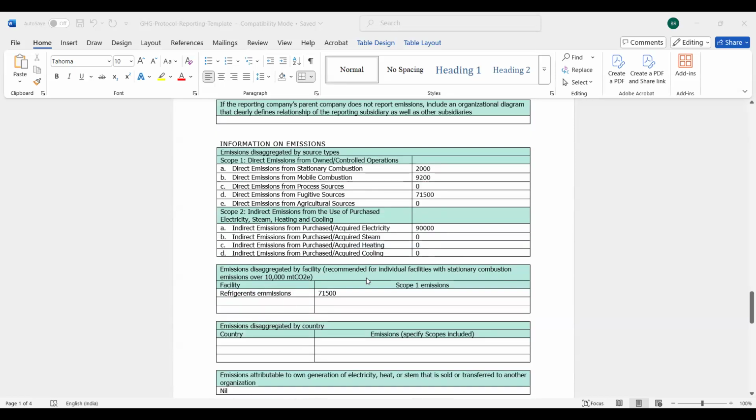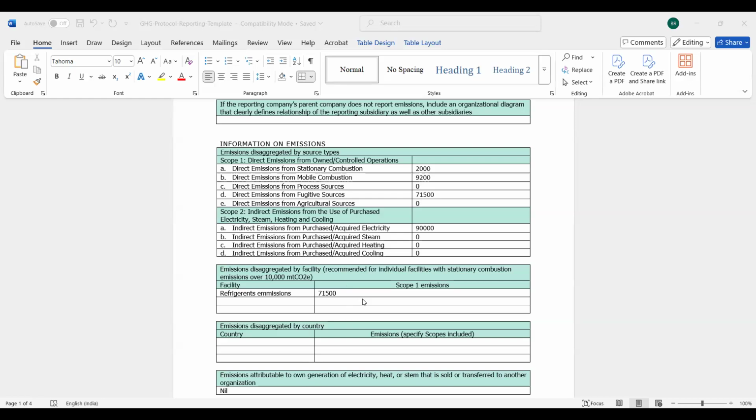Then emissions disaggregated by the facility, which is more than 10,000, so only the fugitive sources are eligible for that. So I put it. I am asking you, sir, is it correct? Because it says that it should be more than 10,000, that's why I put that refrigerant emission. It is 71,500. Others are less than 10,000. Stationary combustion is less than 10,000, 2,000. Mobile combustion is also less than 10,000. So I didn't put it here. Emissions aggregated by facility, it is 71.5 thousand. That's correct, 71.5 tons of CO2.